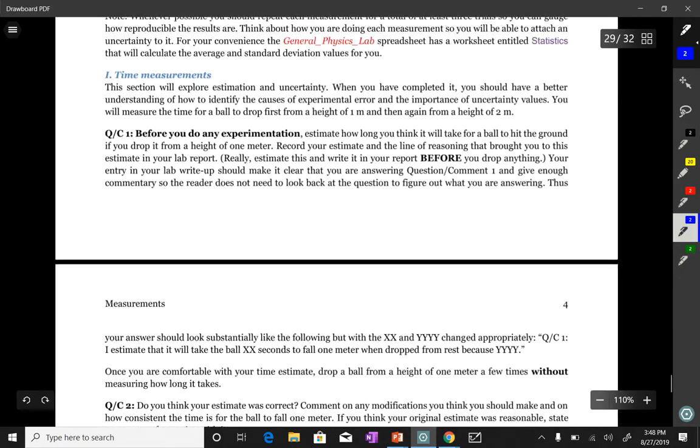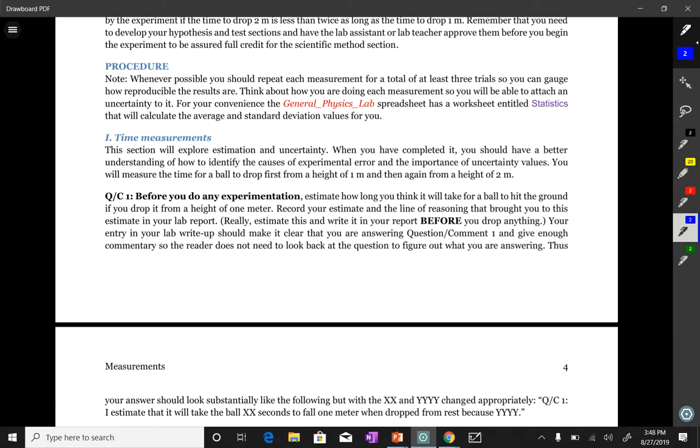Okay, so the next thing, the time measurements. For the time measurements, note you are, for question comment number 1, to estimate the time it's going to take to drop 1 meter without dropping anything.